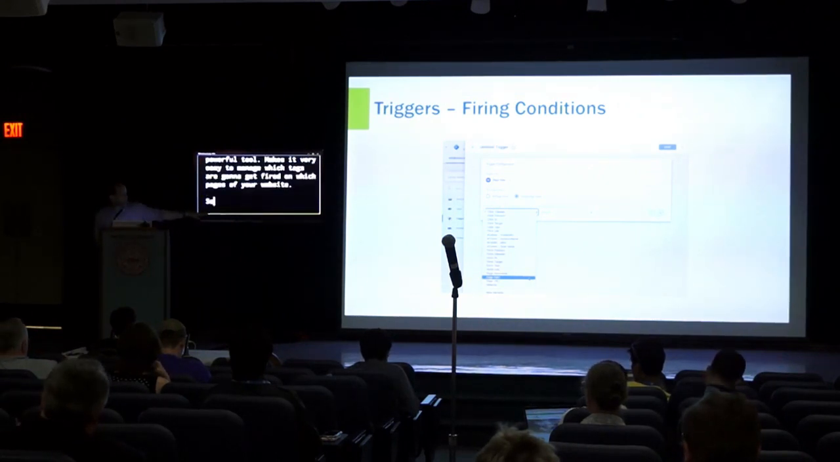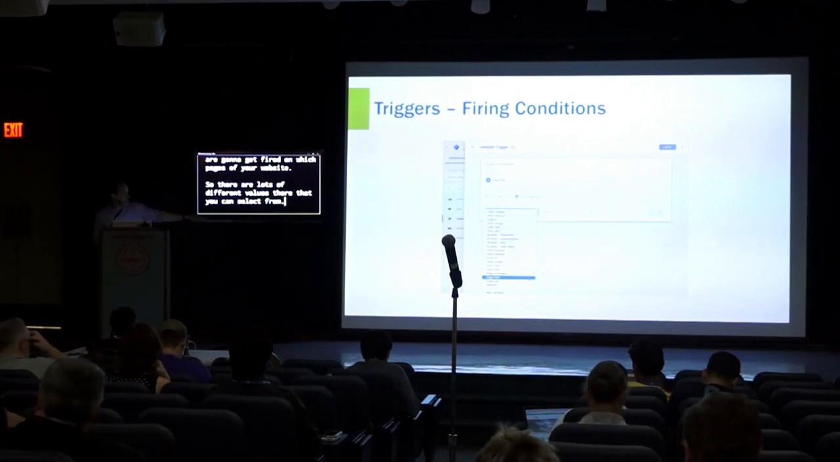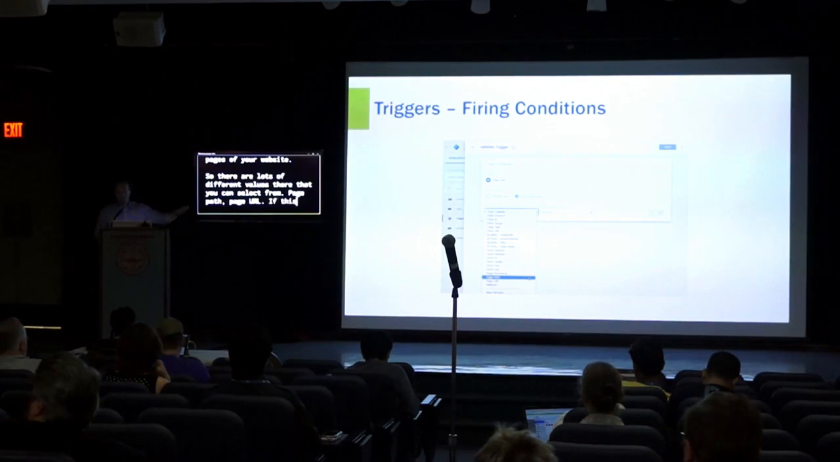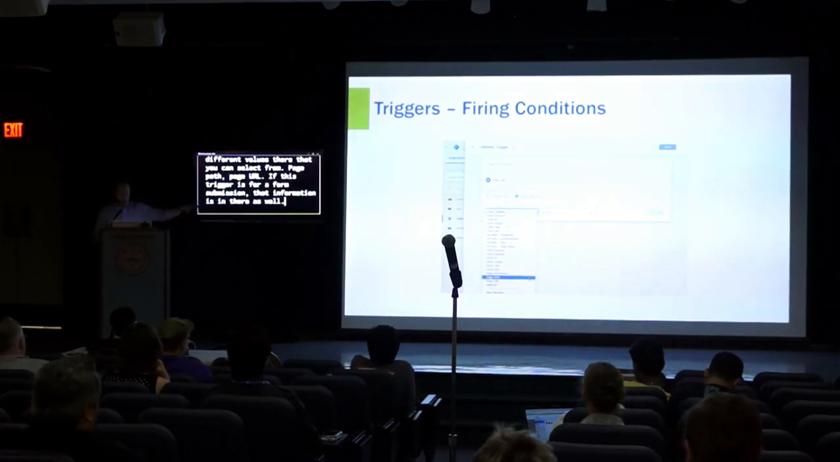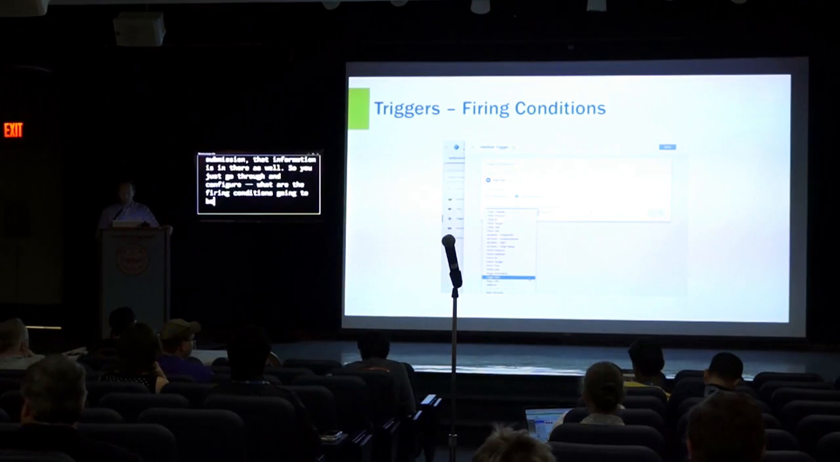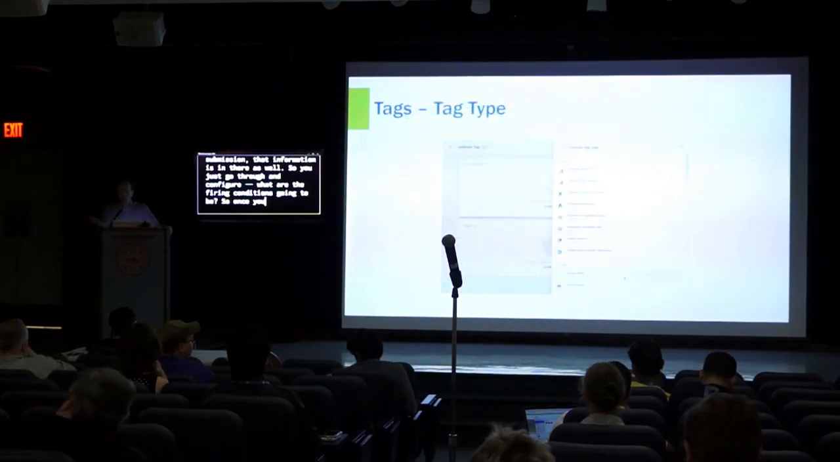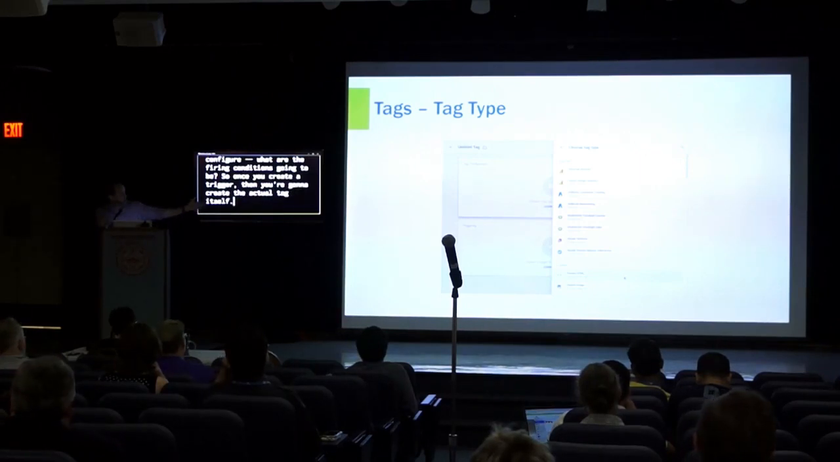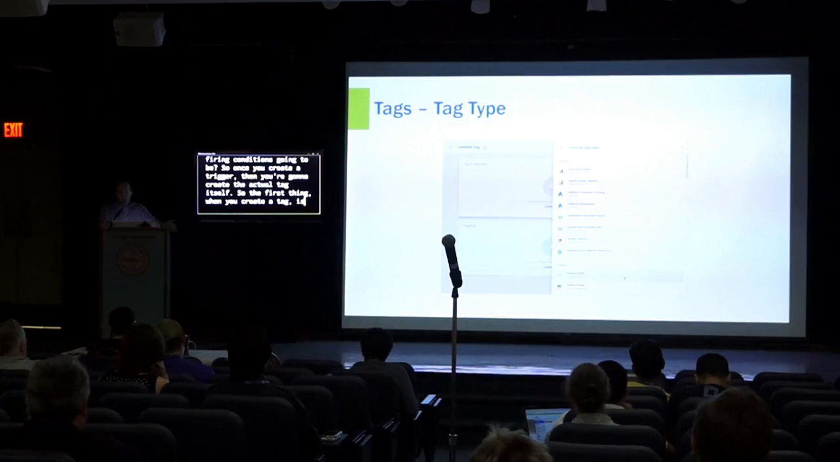There are lots of different values you can select from, such as page path and page URL. If the trigger is for a form submission, that information is in there as well. So you just go through and configure what the firing conditions are going to be. Once you create a trigger, you're going to create the actual tag itself. The first thing when you create a tag is to choose the tag type.